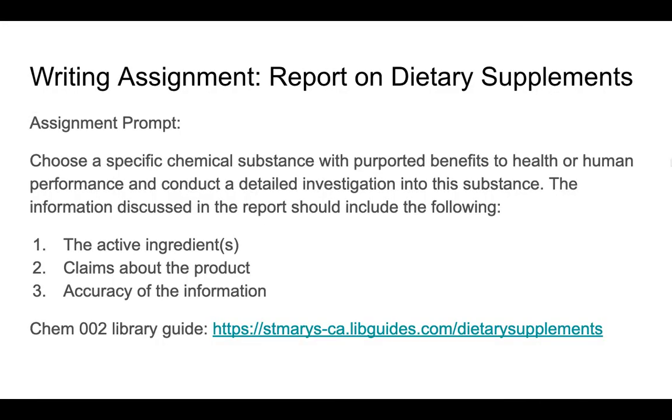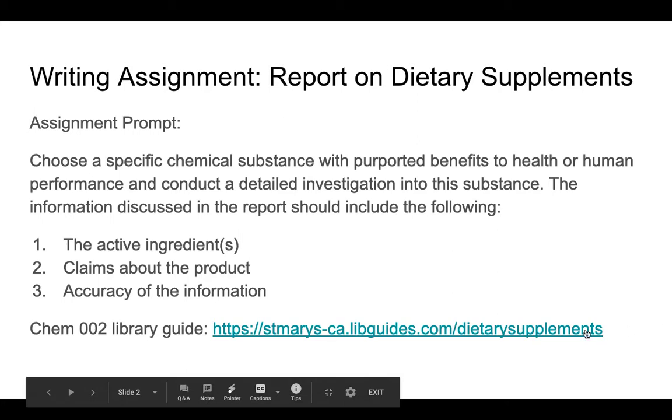So the writing assignment reporting on a dietary supplement or a drug asks you to choose a specific chemical substance with purported benefits to health or human performance and then investigate that substance. So some of the information that you might discuss in the report would be the active ingredients in your drug or dietary supplement, claims made about the product, and then accuracy of the information.